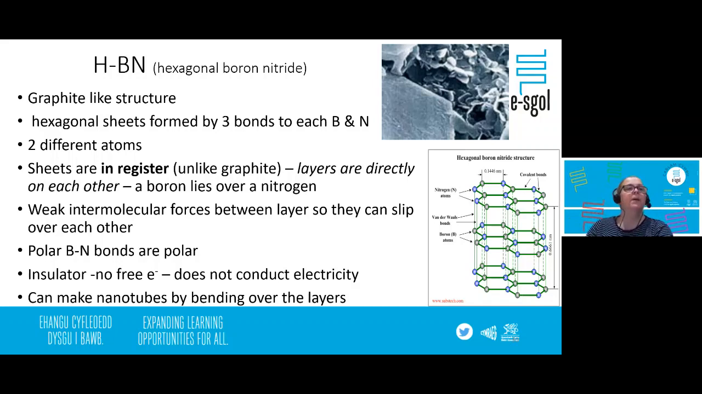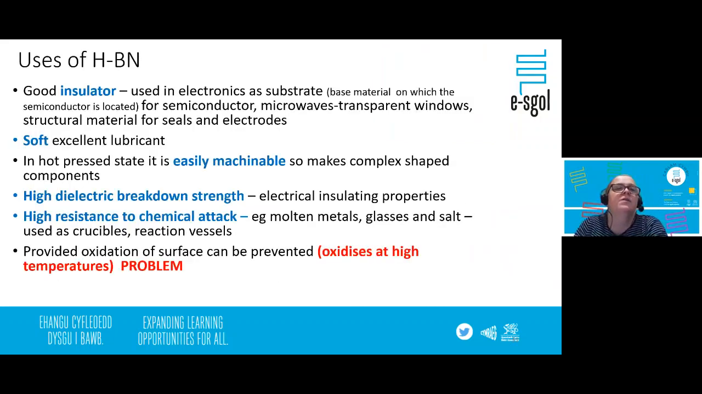Use of the boron nitride as a good insulator, so it's used in electronics as a substrate. It's very soft, so again, it's a good lubricant. It's got high dielectric breakdown strength, so again, revisiting that electrical insulating property. There is a problem, however, with it, which is that it does oxidize at high temperatures. That can be a huge issue.